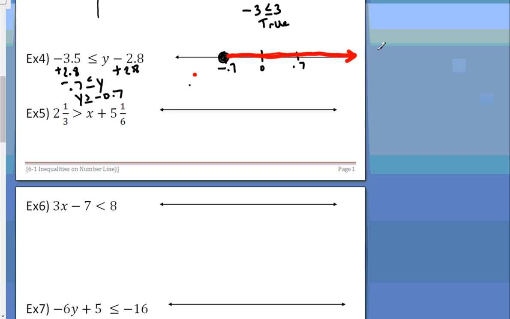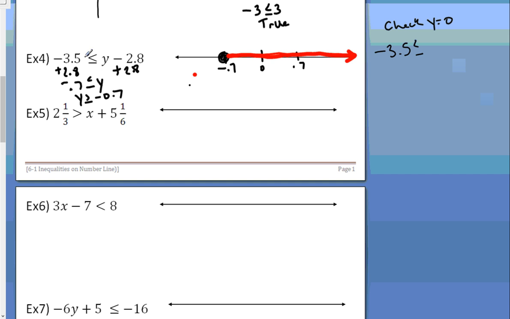So let's try that. Negative 3.5 is less than or equal. Now I need a number. I'm going to try a y. I'm going to check it with a y that is equal to something that works. What's a number that's greater than or equal to negative 0.7? Well, 0, right? Isn't 0 greater than that? So I'm going to check it with 0 because it's such an easy number to work with.